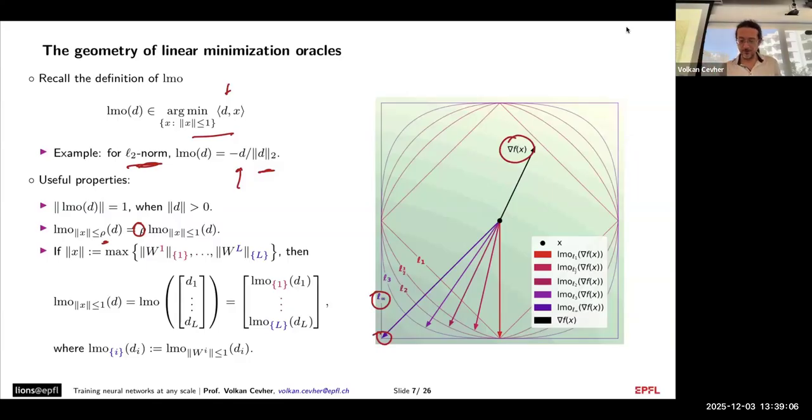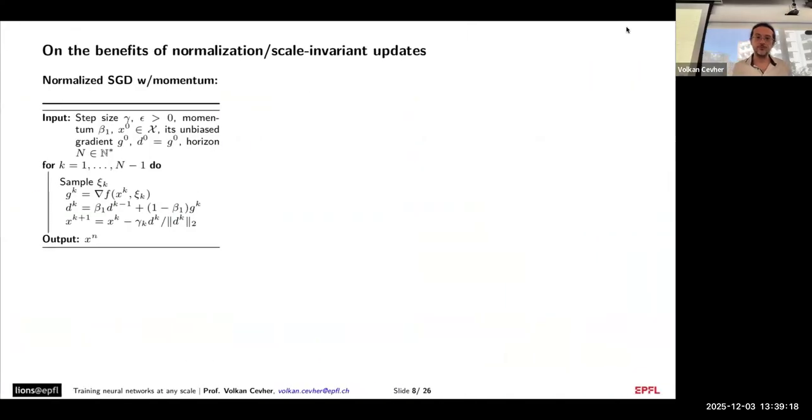Negated here. If you do L1, you get, let's say, one of the coordinates, for example, the largest coordinate, and so on and so forth. As you can see, it kind of stretches things depending on the geometry that you put. But you see, this LMO, for example, for the L2 norm was kind of scaling the dual feedback to have unit norm, right? But these kind of things are already used in machine learning.